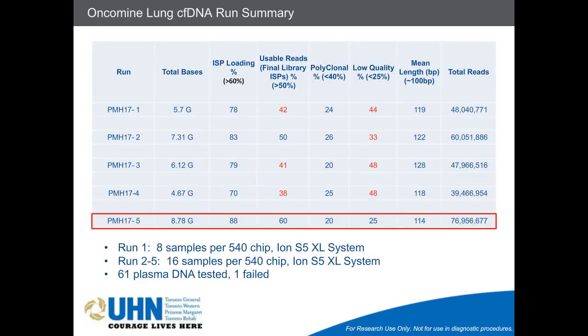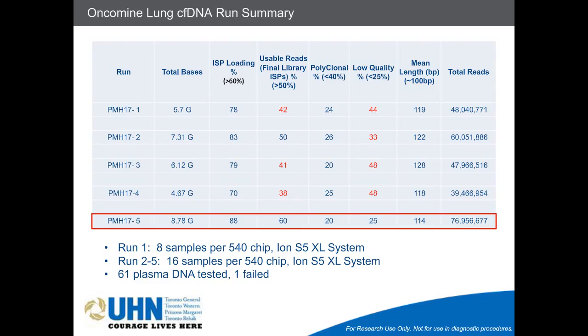So just to give you a quick overview then of the key run metrics across the runs that we did for this set of research samples. The key metrics are across the top here, and the runs are shown in sequential order from our first run to the fifth. So to begin, I just want to mention the first run, we were using the 540 chip on the S5XL, and to start, we weren't sure what batching would be appropriate, so we started with 8 samples. But clearly, we had really a lot more capacity, and so for the next runs, 2 to 5, we increased that to 16 samples per chip, which seemed to give a lot better, closer to the total reads that you would expect on that kind of chip capacity.